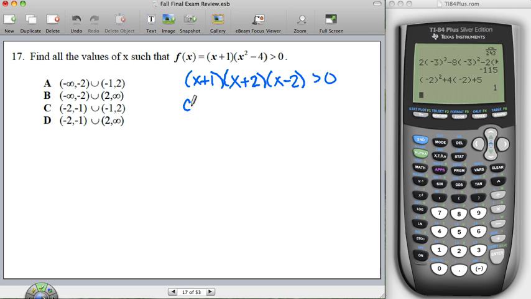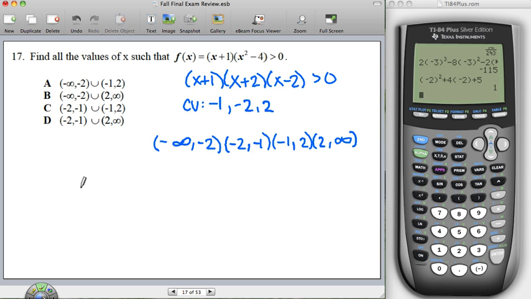So my critical values are negative 1, negative 2, and positive 2. So my first interval is going to go from negative infinity to negative 2, parentheses, because it has to be greater than 0. Second interval, negative 2 to negative 1, negative 1 to 2, and then finally 2 to infinity. I'm going to put my factors on this side. So I have x plus 1, x plus 2, x minus 2, and we are multiplying all of those together.